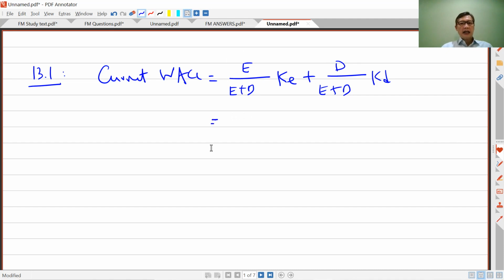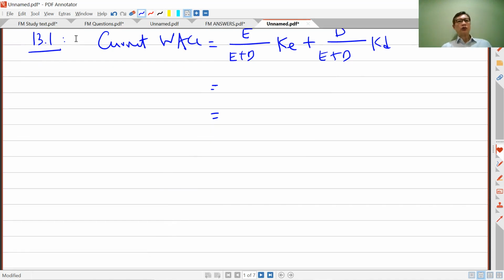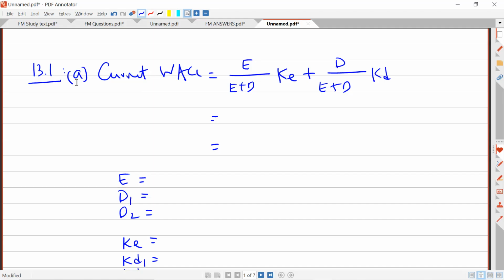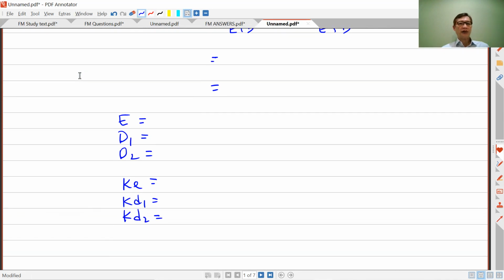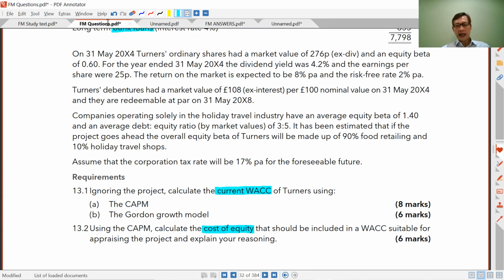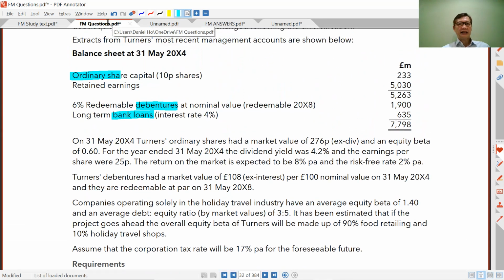Looking at this question, we have three capital sources. So my suggestion is to break down the debt into two debts. One for the debenture, that is D1, and then one for the bank loan. So you have to calculate the market value of equity, the market value of the debt, and then you have the current cost of equity and the current after-tax cost of debt here. Part A is using the capital asset pricing model for the cost of equity. So go through systematically. This should be market value, and market value. Let's look at the question and go to the relevant information.